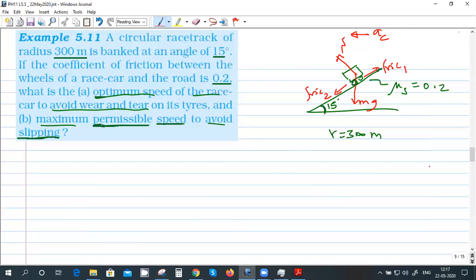What are the axes you will choose, Bhavya? What are the x-axis and y-axis you will choose to write the equations? Along the plane, normal to the plane, or horizontal and vertical? Just say it. You don't have to struggle. No, that's not correct. You have to choose this as the axis. Horizontal.